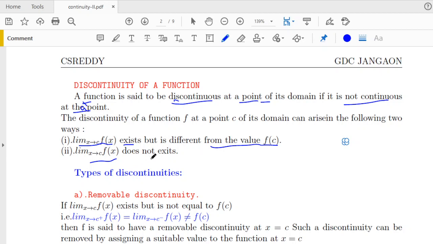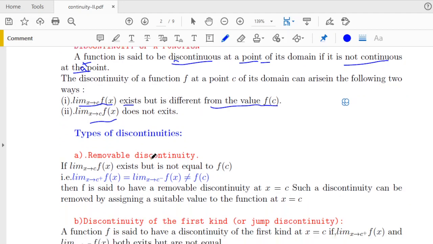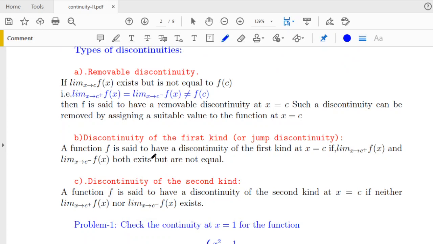There are three types of discontinuities. One is removable discontinuity, the second is jump discontinuity or discontinuity of the first kind, and the third is discontinuity of the second kind. What is removable discontinuity? The limit as x goes to c of f(x) exists, but it is not equal to f(c). That means the left limit and right limit both exist and are equal, but different from the function value at x equal to c. Then f is said to have a removable discontinuity at x equal to c.